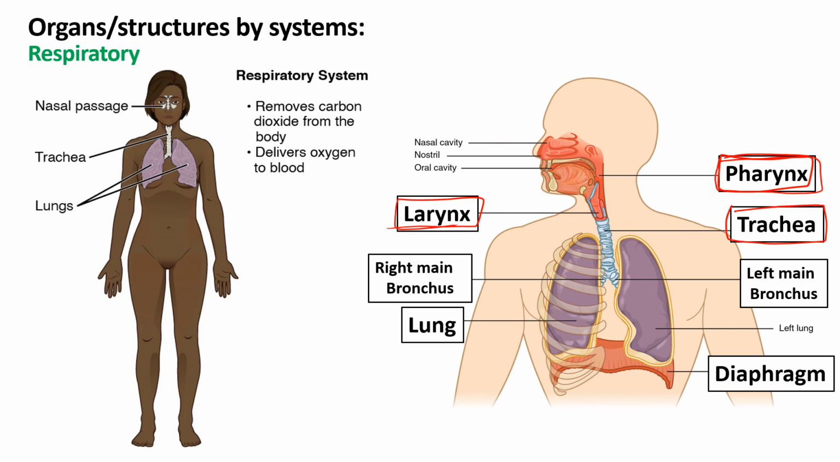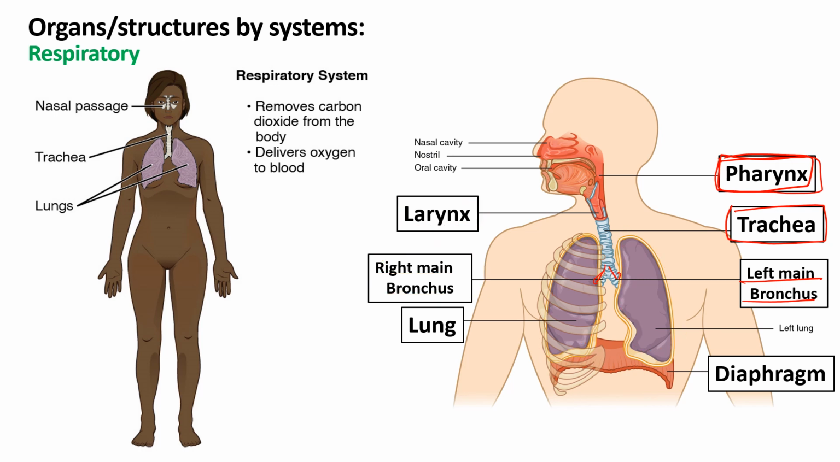After that, the trachea will divide in two primary or main bronchus, right? Right main bronchus, left main bronchus. And then later, those bronchus are going to become smaller and smaller and smaller. And then we have two lungs. Those are the lungs, each on each side.